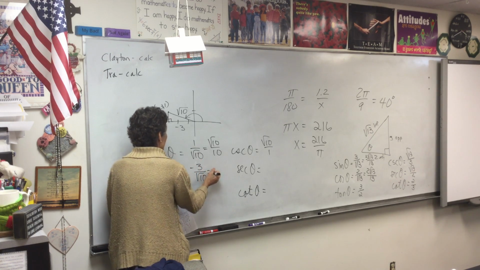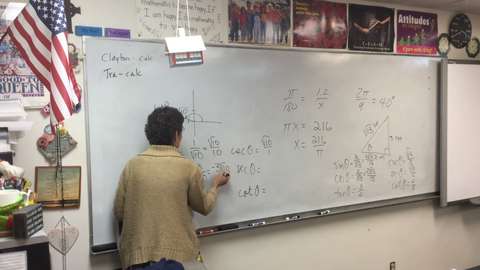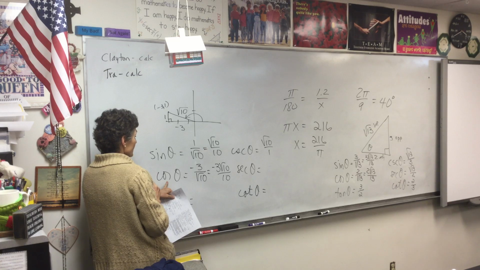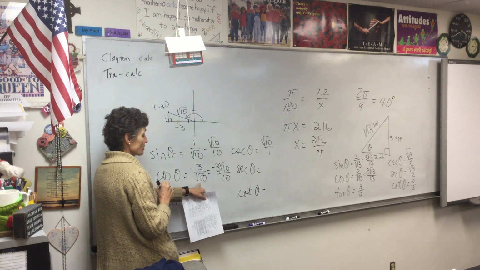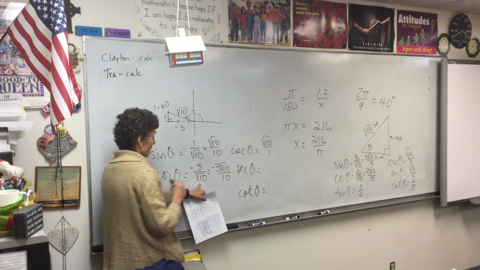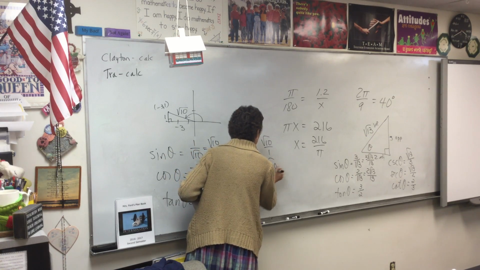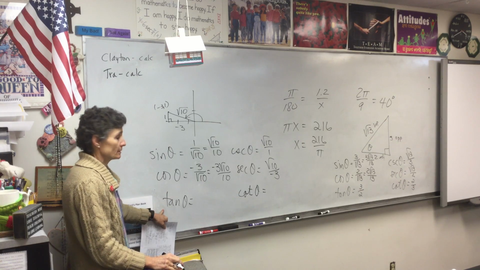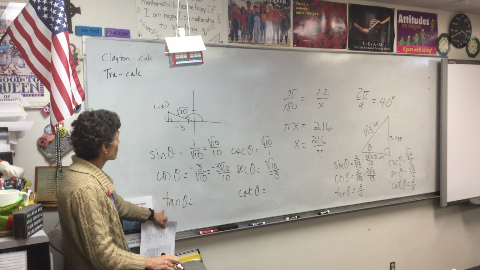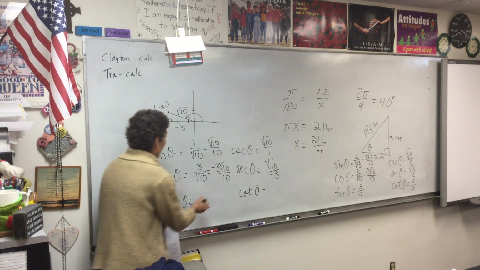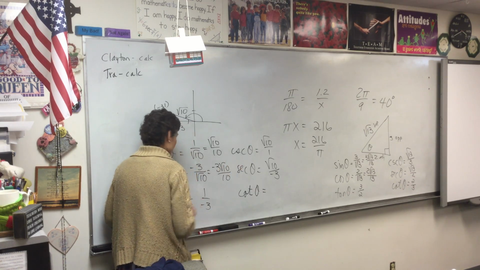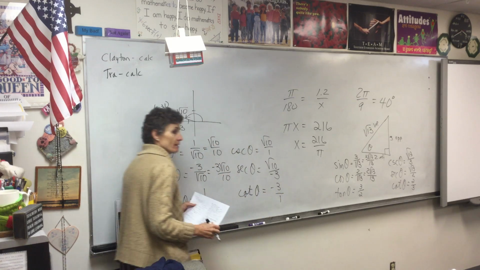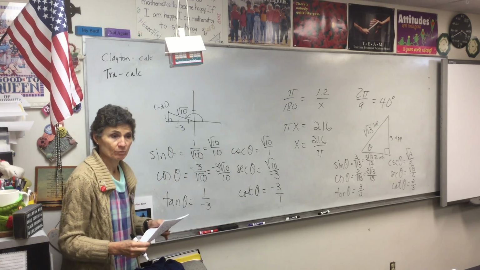-3 over root 10, or -3 root 10 over 10, adjacent over hypotenuse. And so what's our secant? Root 10 over -3. Tangent? 1 over -3, or -1/3. And that means the cotangent is -3 over 1, or -3.